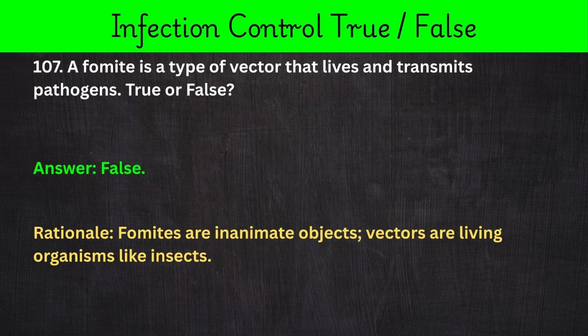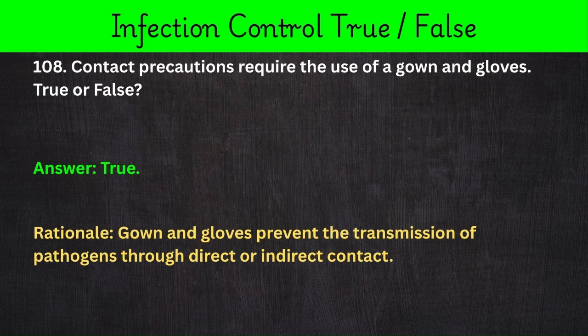True or false? Answer: false. Rationale: fomites are inanimate objects. Vectors are living organisms like insects. 108. Contact precautions require the use of a gown and gloves.